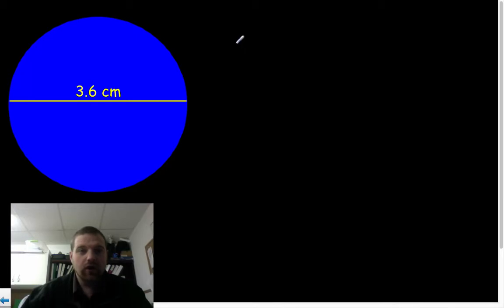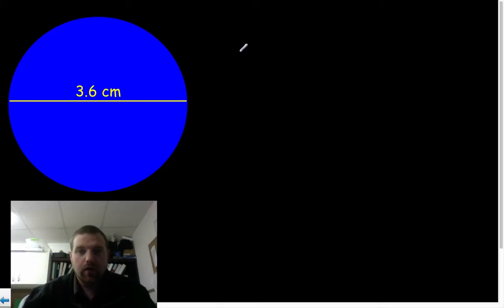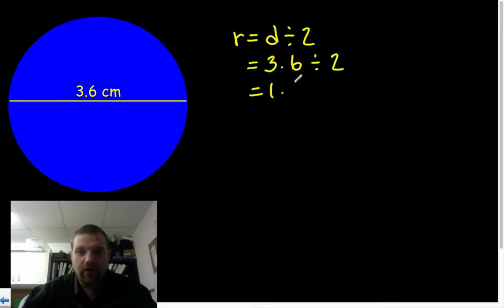With this one, we're looking at the area of a circle with a diameter of 3.6 centimeters. So the first thing that we have to do with this one is we need to figure out what the radius is. The radius is equal to the diameter divided by 2. In this case, we have a diameter of 3.6, which we're going to divide by 2, and we get a radius of 1.8 centimeters.